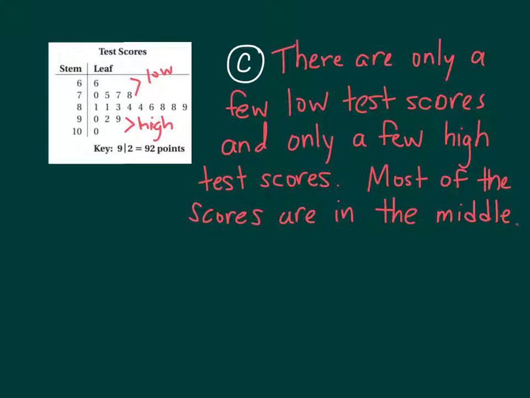So when you answer the question about how the data are distributed, you can simply look at that stem and leaf plot. Again, since there were only a few low test scores and only a few high test scores, what we can say is most of the scores are in the middle.